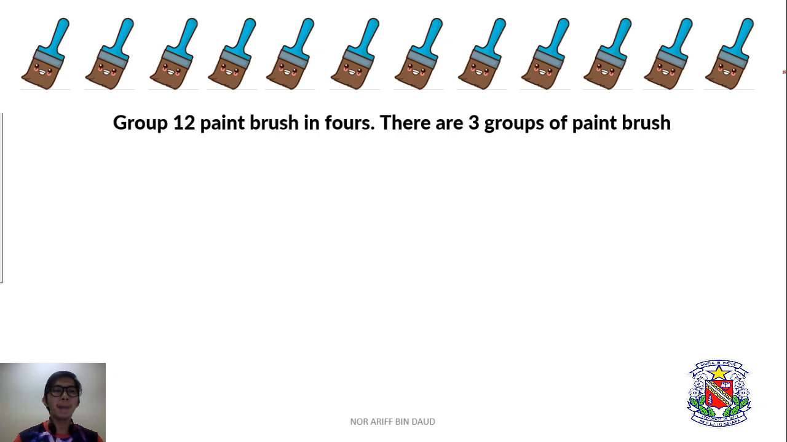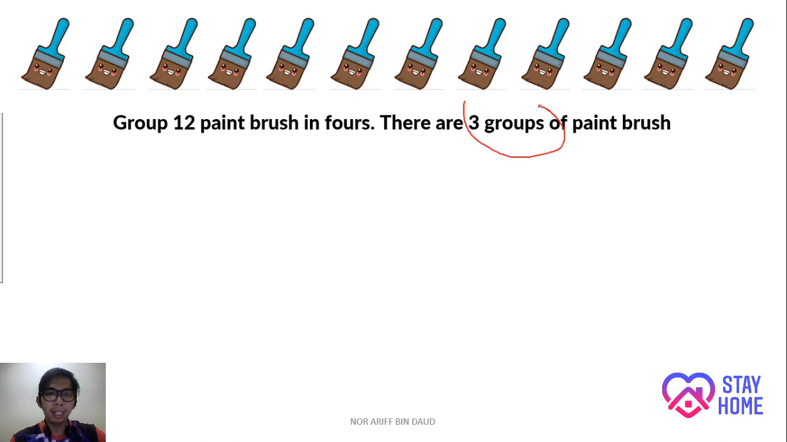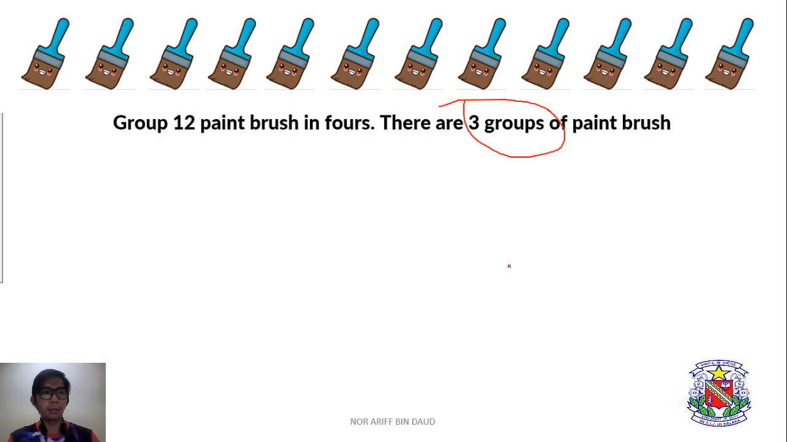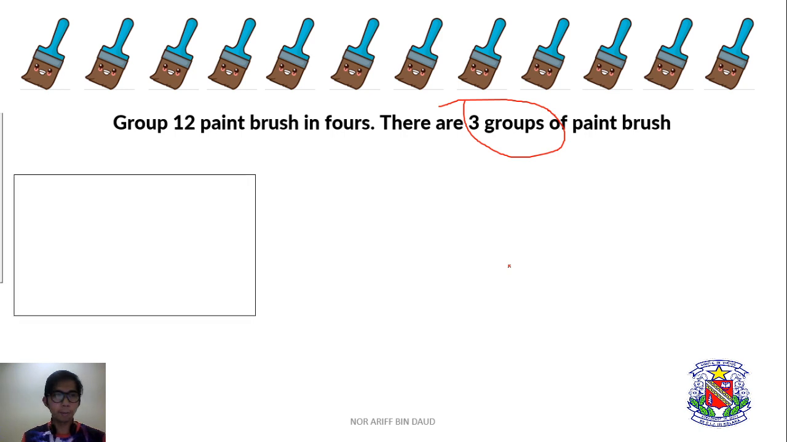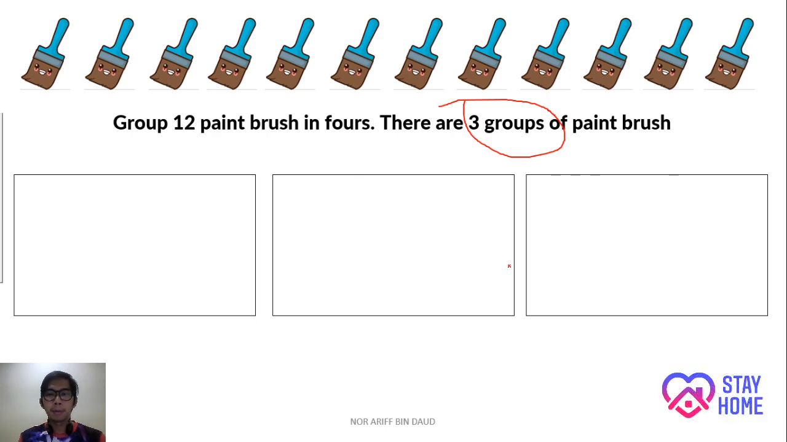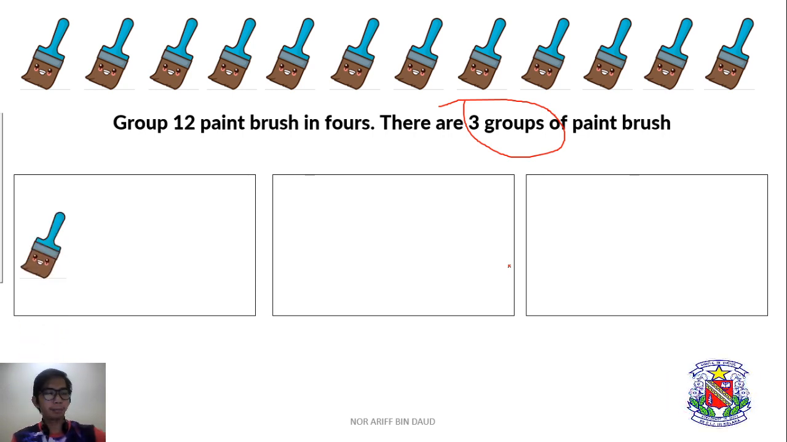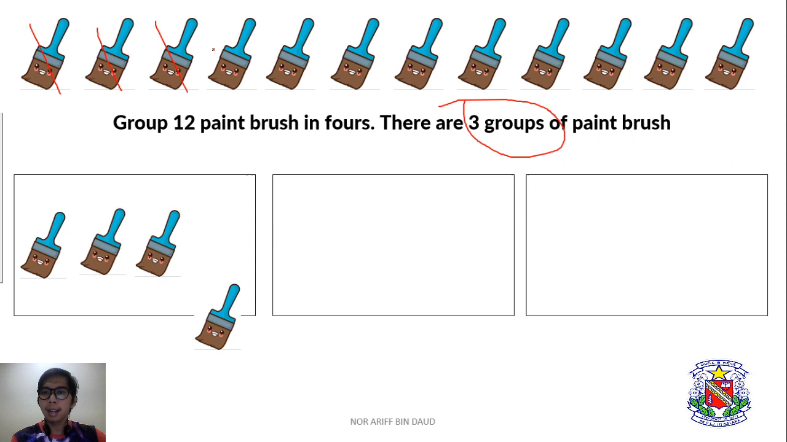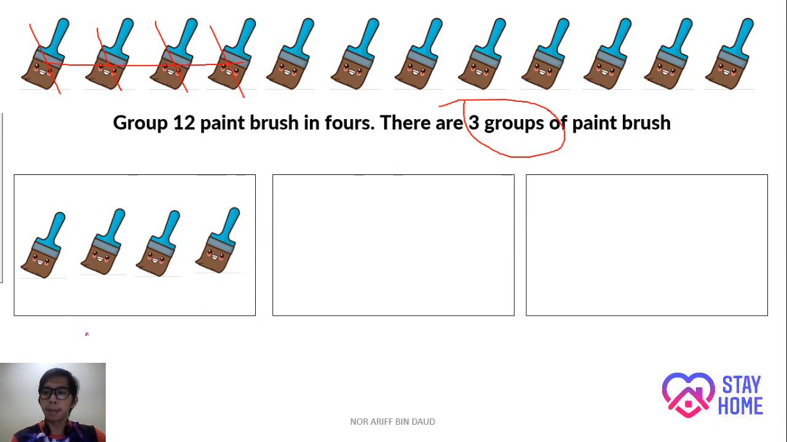So that means we must have 3 groups of paintbrushes. Okay, it's a very easy question. The first thing you must do is make the groups first. 1 group, 2 groups and 3 groups here. Now we must put 4 paintbrushes in each group. So 1, I cut here, 2, cut, 3 and 4. So we already use 4 paintbrushes here.